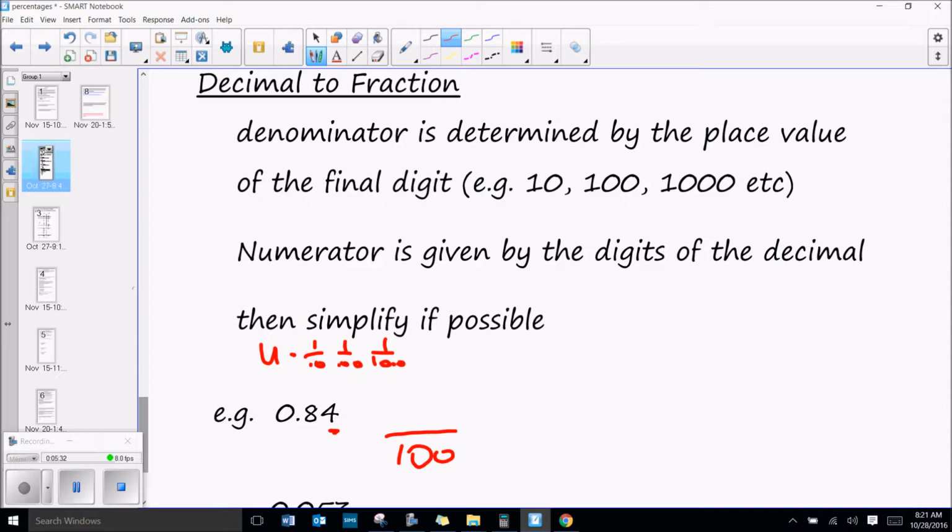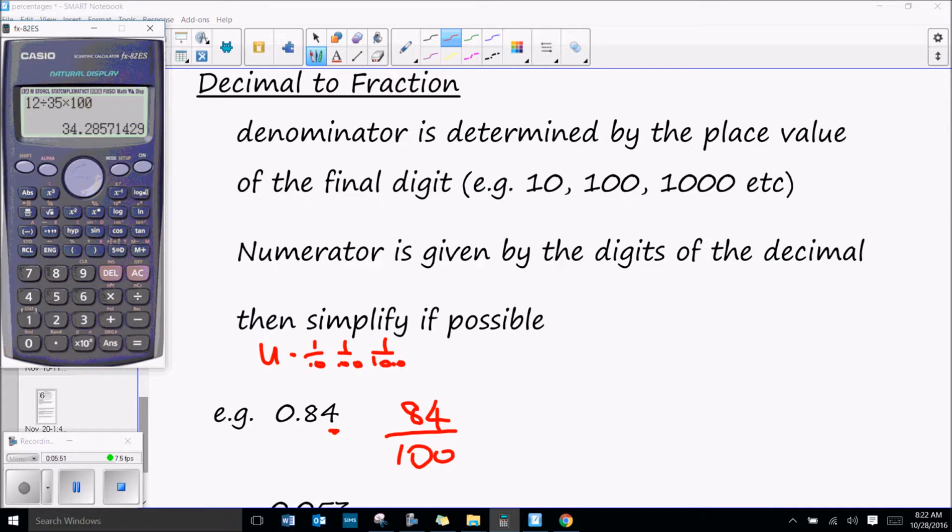You then simply write the digits of the decimal on the top, so this would be 84. Obviously we wouldn't use the 0 because that's unnecessary. As with any fraction question, we should try and simplify if possible. We can use our calculator to help do this.